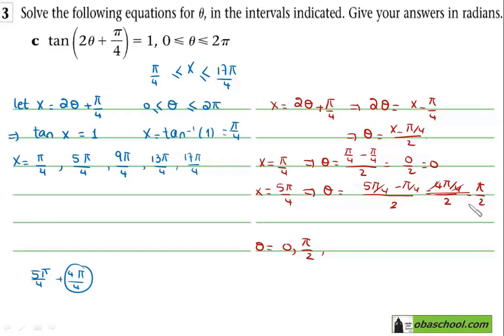When x is 9π/4, θ is π. When x is 13π/4, θ is 3π/2. When x is 17π/4, θ is 2π. Now let's look at the range of θ. It is from 0 to 2π. So these values are accepted.